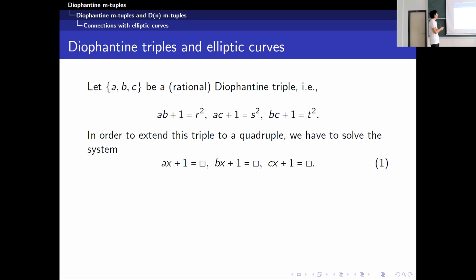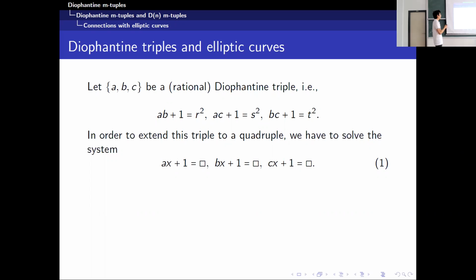Now we can talk about Diophantine m-tuples and elliptic curves. Let's say we have a rational Diophantine triple, which means I have three perfect square equations, and I want to extend this to a quadruple. Let's say my fourth number is x, and x must satisfy: ax plus 1 is a perfect square, bx plus 1 is a perfect square, and cx plus 1 is a perfect square.